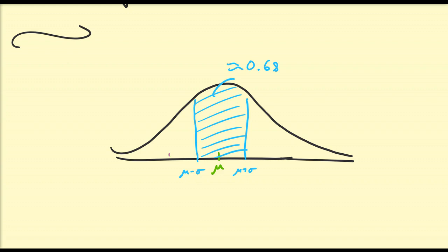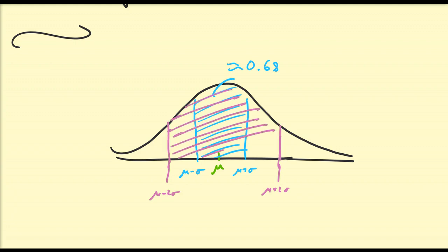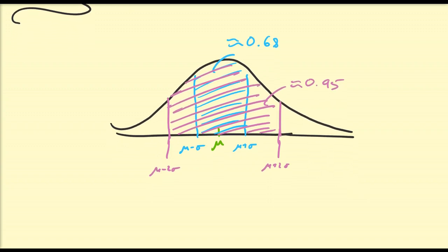Then let us go out to, say, mu minus 2 sigma and mu plus 2 sigma, so 2 standard deviations from the mean. This area here in purple, the empirical rule says, is approximately equal to 0.95. We saw that the integral was equal to 0.9545, so 95% is a good number to memorize or to approximate it as.